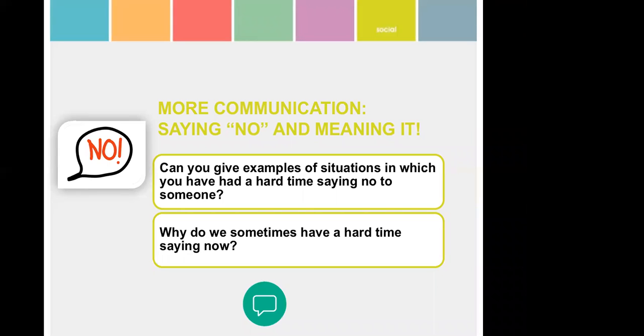So, can you give me any examples of situations in which this would be hard to do? Give me some examples of when it was a hard time for you to say no to someone. Or why do we sometimes have a hard time saying no? But me telling you to tell someone no is not that easy. Why is it hard for you to say no?